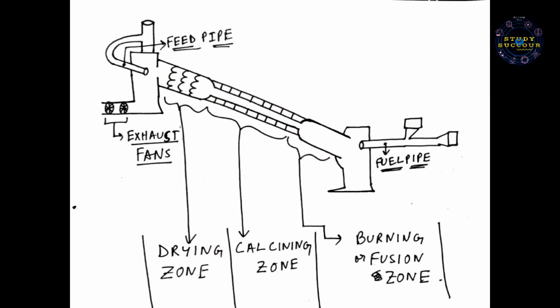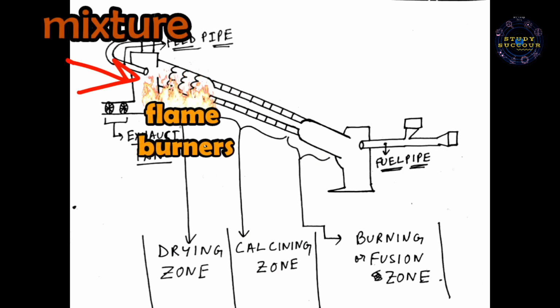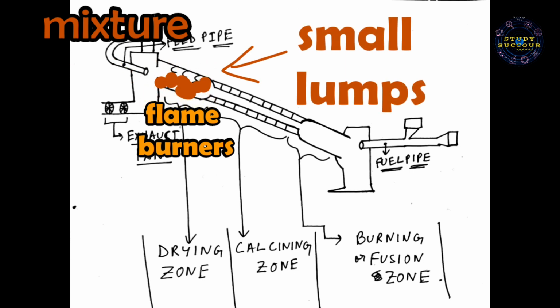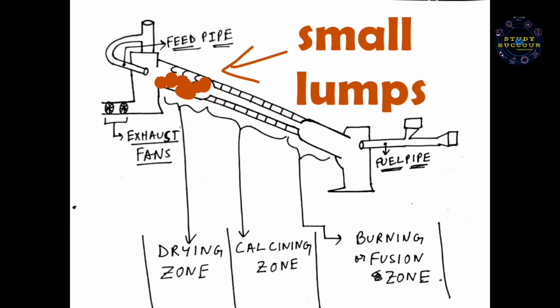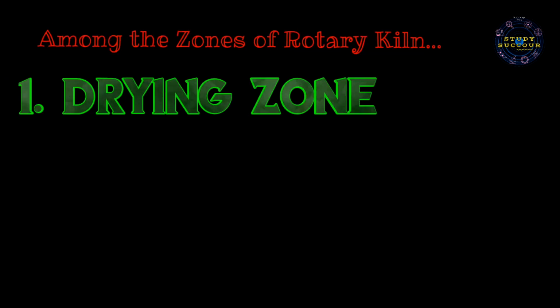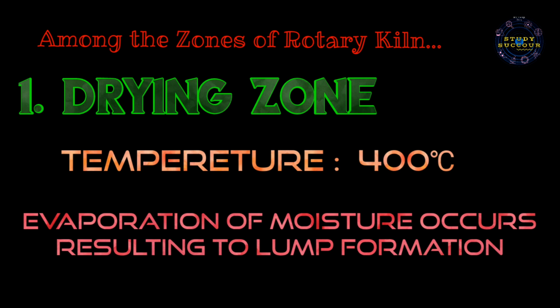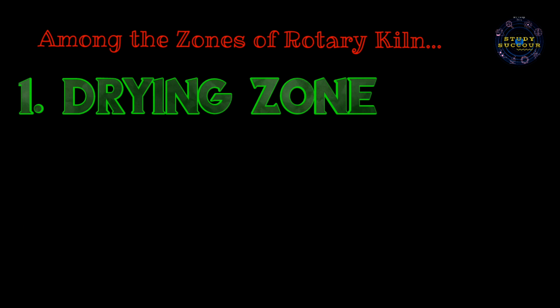This rotary kiln consists of three zones, which are the drying zone, calcining zone and fusion zone. Now, as I told earlier, as the mixture gradually descends towards the flame burners, small lumps are produced. This lump formation is a part of the drying zone. In the drying zone, the temperature is approximately 400 degrees Celsius. Here the evaporation of the moisture content occurs and it is responsible for lump formation.